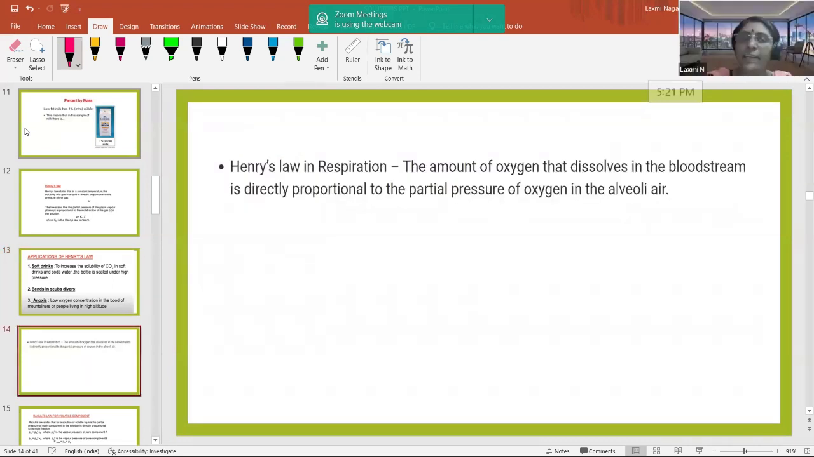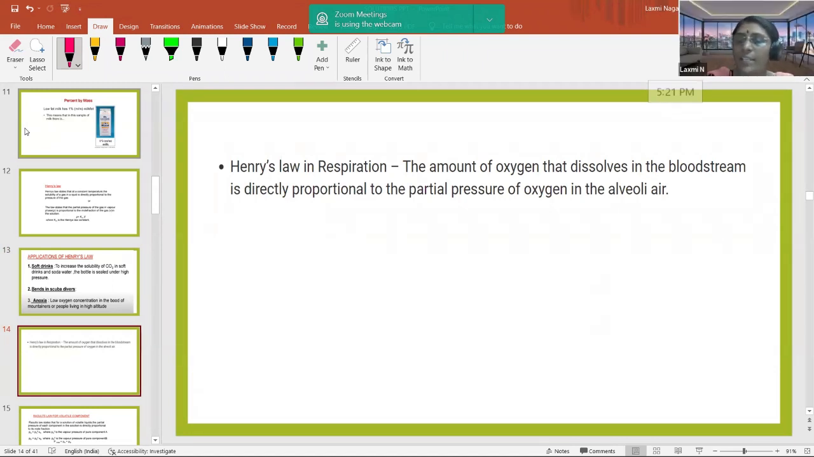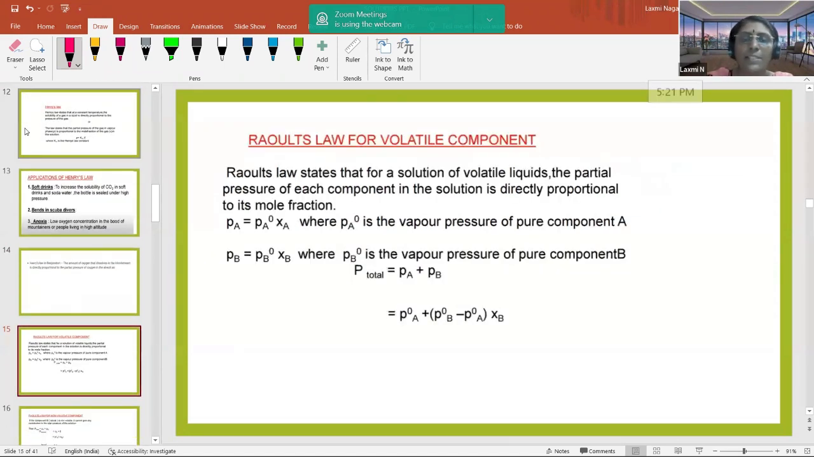Yeah. Henry's law in respiration: the inhalation of air leading to the absorption of oxygen into the blood is based on Henry's law only. The biology teachers will always speak about it. The partial pressure of the CO2 in the blood is high. Partial pressure of the oxygen in the alveoli is high. Hence an exchange happens. So take those examples. Raoult's law for volatile components.